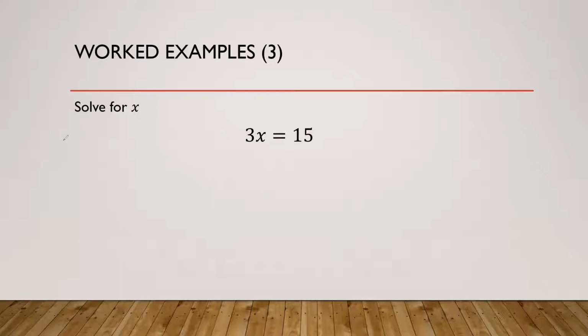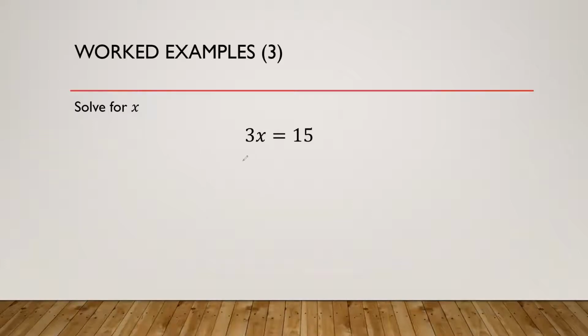Now, I can't just move 3 on its own to the other side like I did before, because 3 is a coefficient, right? But I still want to get rid of it because I want x to be on its own. How do I get rid of this 3? Well, the way to do it is to divide 3x by 3. If I divide 3x by 3, these 3's cancel out, and I'll end up with x on its own, right? We know that.